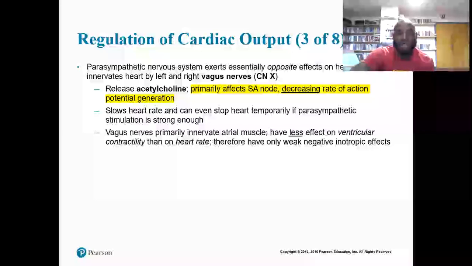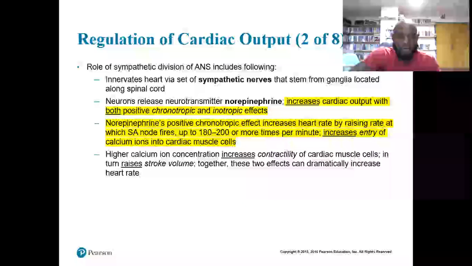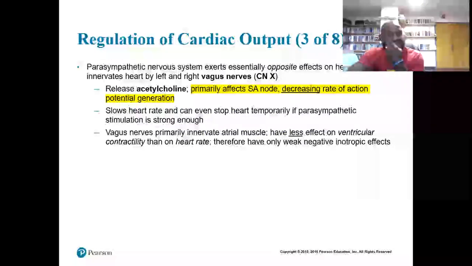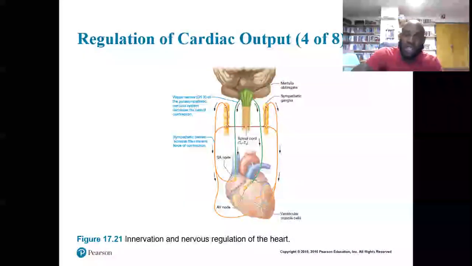All right, so sympathetic is going to affect the SA node, with norepinephrine raising the heart rate. Your parasympathetic, through the vagus nerve, is going to release acetylcholine and also affect the SA node. They both affect the SA node. I don't know why I said AV. Decreasing the rate of action potential. This is a diagram of that.